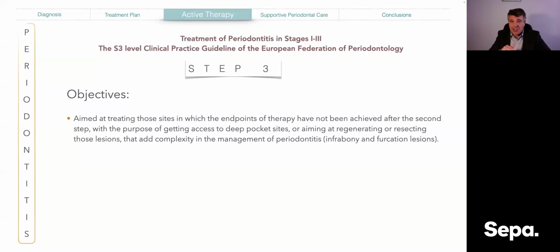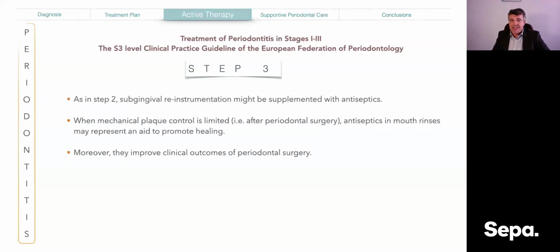You do not need to keep on working with active therapy, but if the endpoints have not been achieved, then you may need additional treatment. And this additional treatment is either re-instrumentation or periodontal surgeries. And these periodontal surgeries are especially necessary when you are dealing with intrabony defects or furcation lesions. So in this step 3, what could be the role of the antiseptic agents?